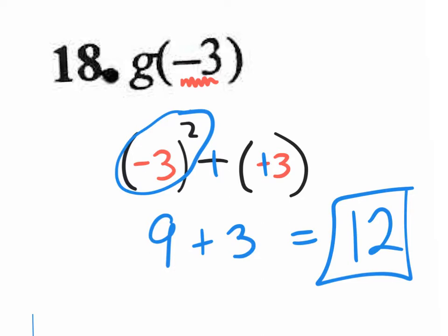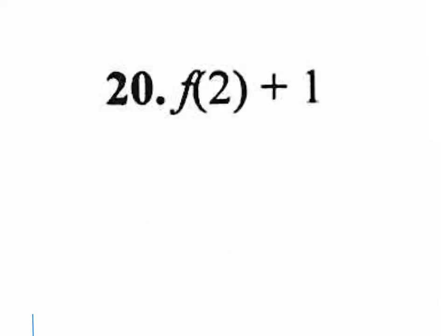Number 20. So 20, it's telling us f of 2. That tells us to do something. That notation is telling us to go to the f of x function and plug in 2. We're going to do that, and once we get an answer at the very end, we're going to add 1. Okay? So let's go f of x.